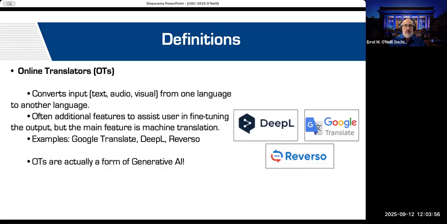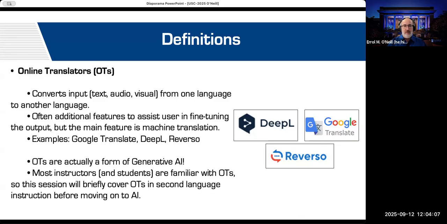Many people don't know that online translators are actually a form of generative AI. So if you've been using an online translator, you've actually been using generative AI for quite a while now. Most instructors and students are familiar with online translators, so I'm going to mention them and briefly talk about some of their features, but focusing to a large extent on AI as well.